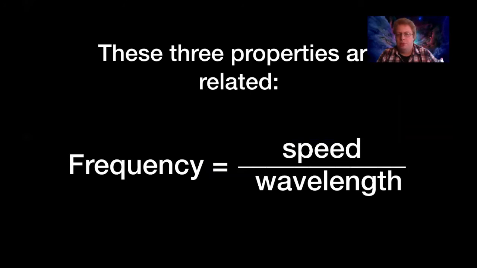These 3 properties of waves are related by this simple equation. The frequency of the wave is equal to the speed divided by the wavelength. What this also implies is that if you have a speed that is constant, like in the case of light, which always travels at the speed of light, then the frequency and the wavelength are inversely related. The higher the frequency of the wave, the lower its wavelength must be, and vice versa.